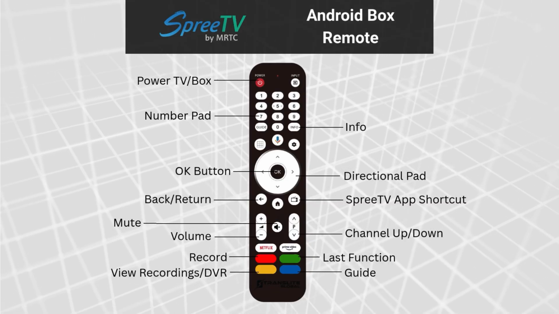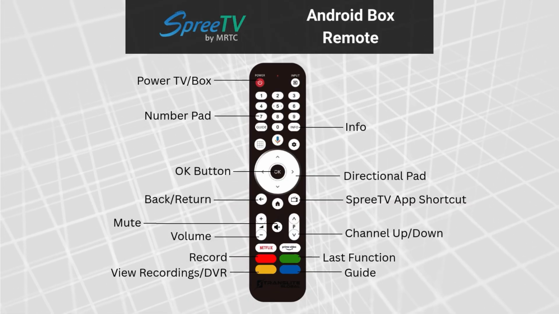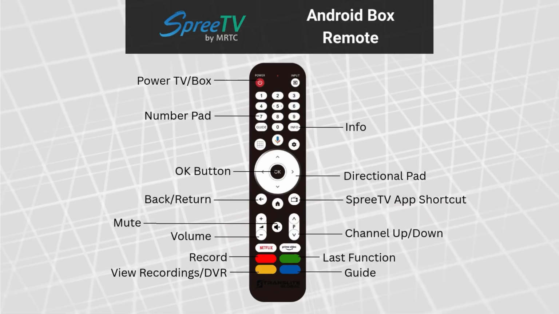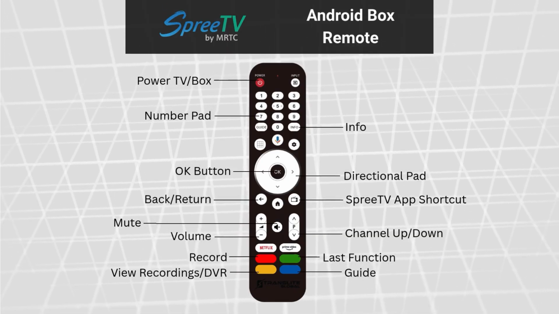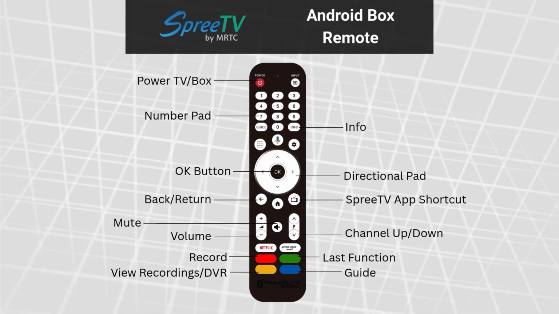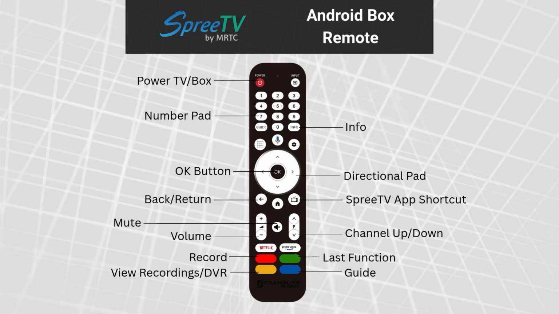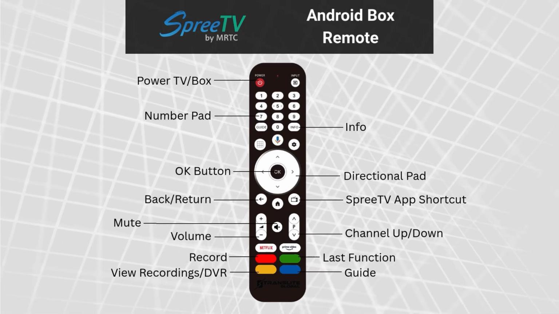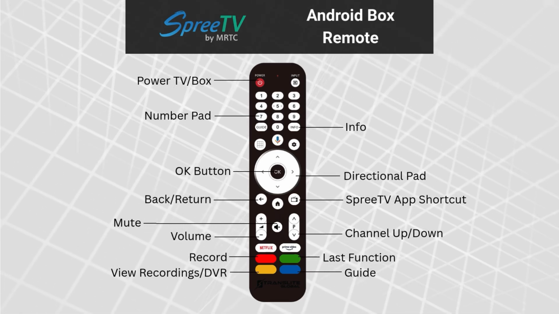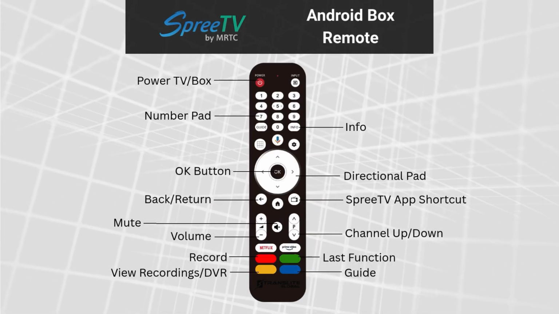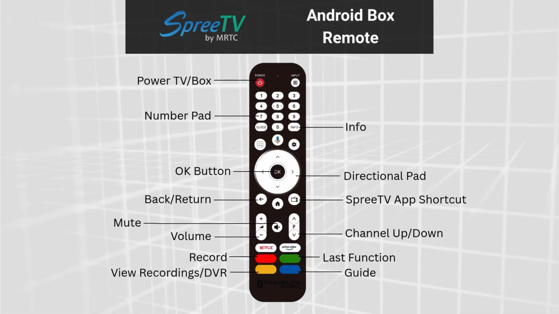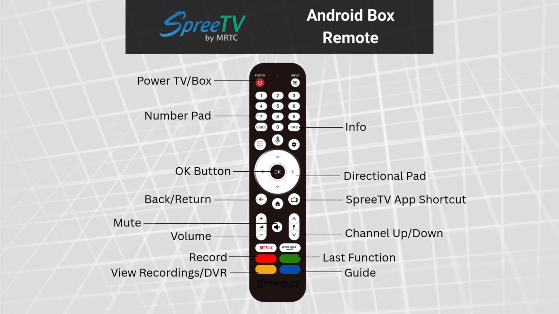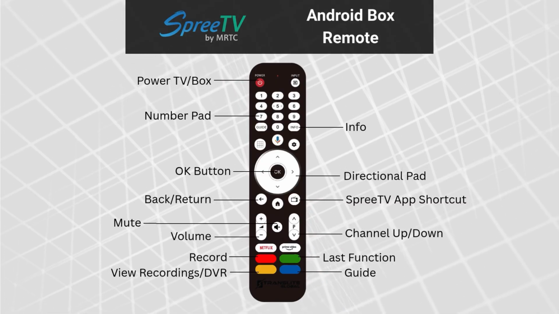The colored buttons at the bottom represent pre-programmed functions for your box. The blue button will always bring up the guide. The yellow button will bring up a list of your recordings. The red button functions as a record button. If you're on a program and you want to record, you can simply hit the red button and it will begin recording on that program.